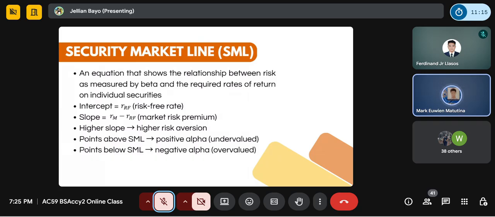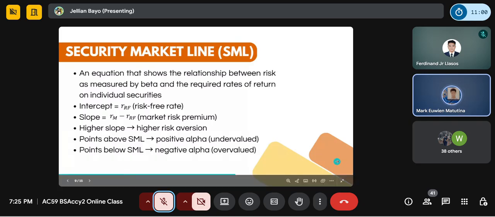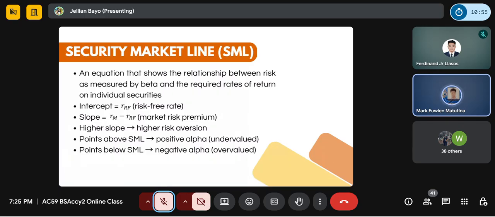And then a point above the SML means that it has a positive alpha, which also means that it is an undervalued security that is generating a higher expected return than it should, given its level of systematic risk. Investors perceive this as an opportunity because they can get better return for the amount of market risk that they are taking on.